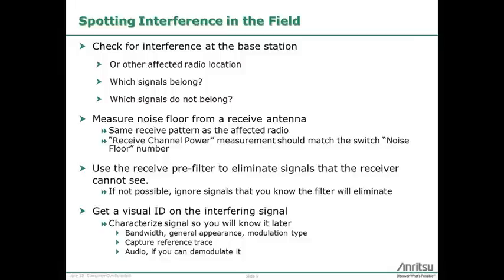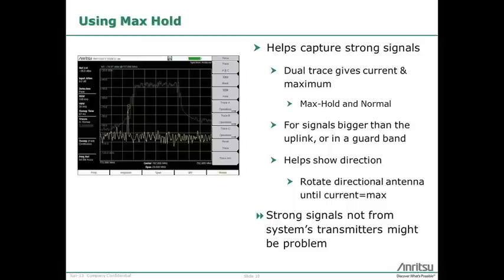Get a visual idea of the interfering signal. But you can use some extra information there, like what's the bandwidth, what does it look like, what's the modulation type, and capture the reference trace like we mentioned. But you could also demodulate it if it's, say, analog AM or FM. Sometimes you get a signal ID, and that can be a wonderful clue about where it's coming from.